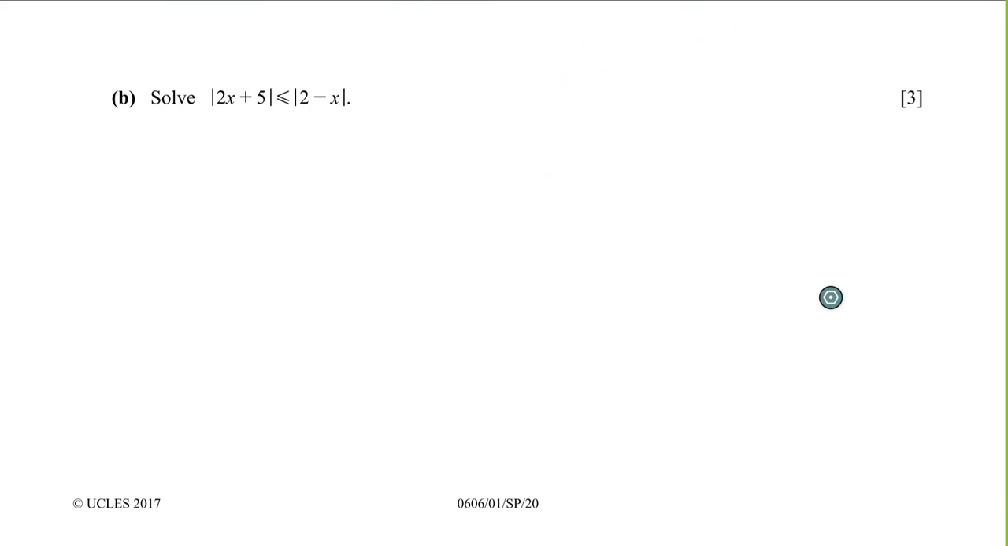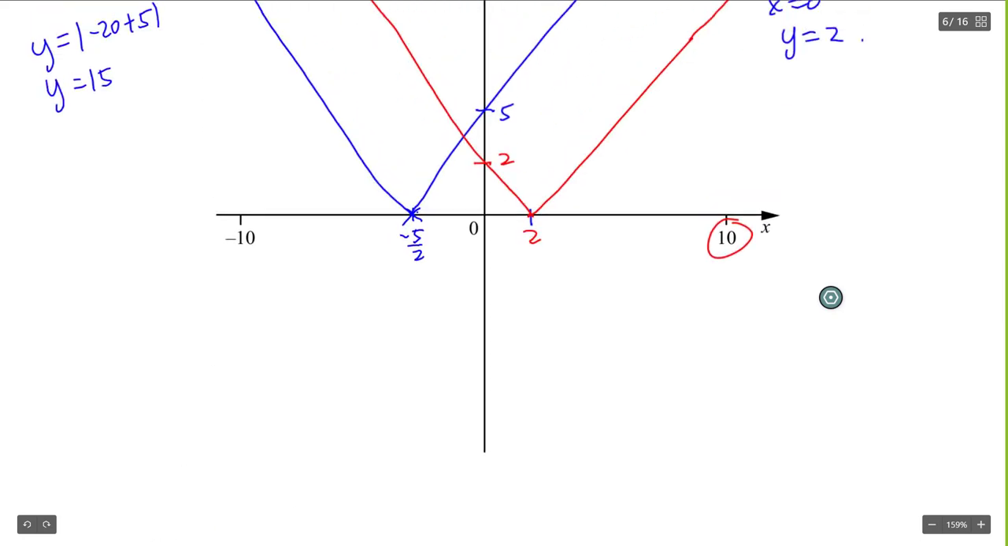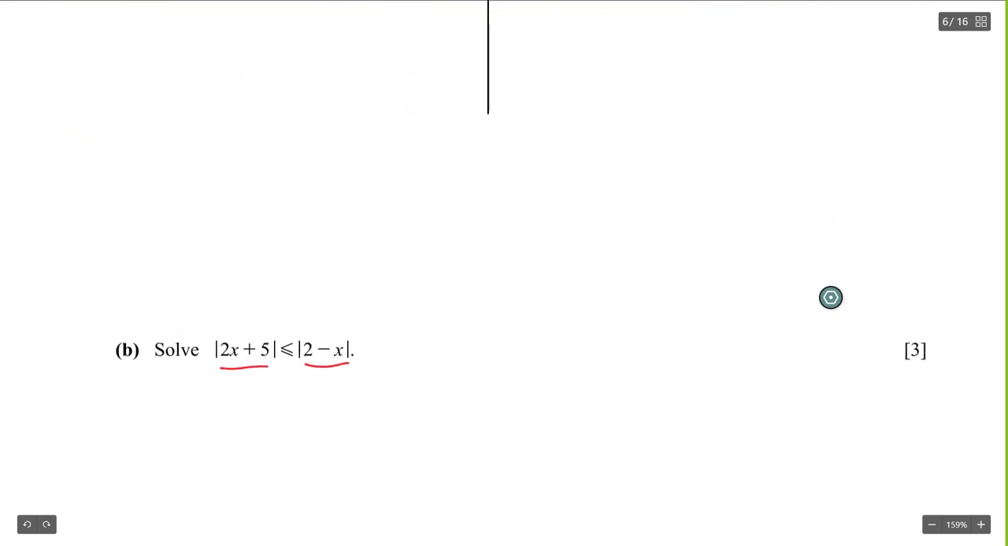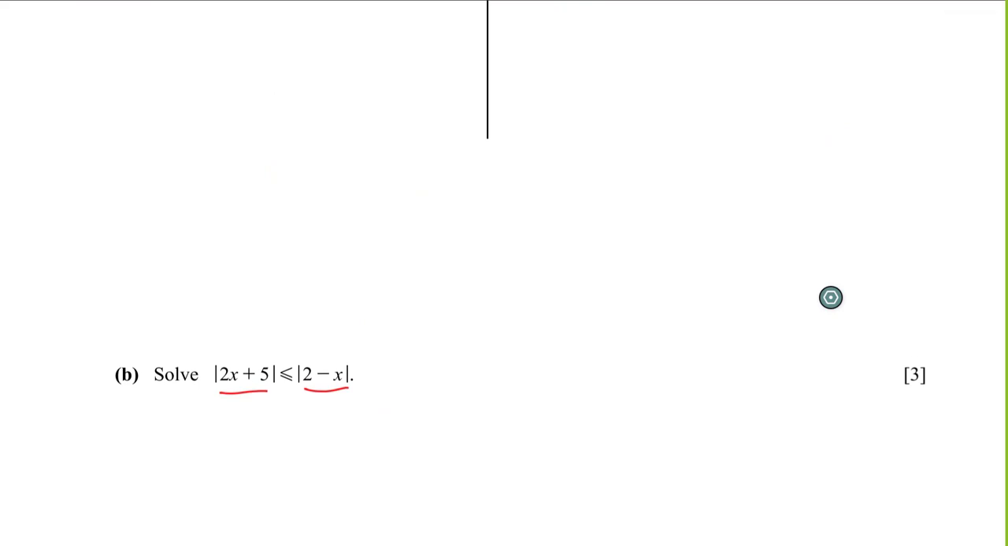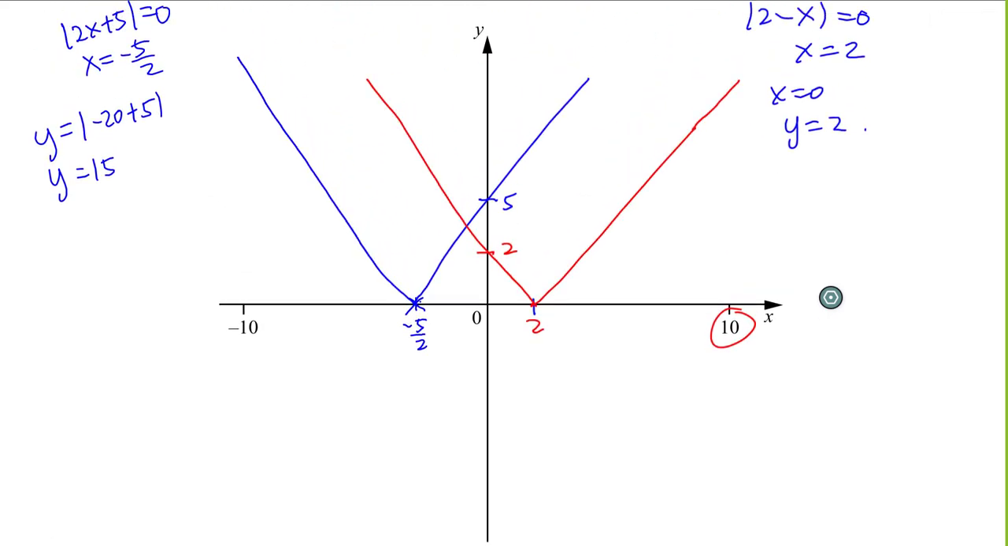And then they ask you to solve this one. This one actually is quite hard if you don't understand. But if you look carefully, these two equations are basically the equations on the top here. They want you to solve it when this line, that's why I use the blue color, is less than the red color one. So the blue color must be lower than the red color one. It should be from somewhere here.